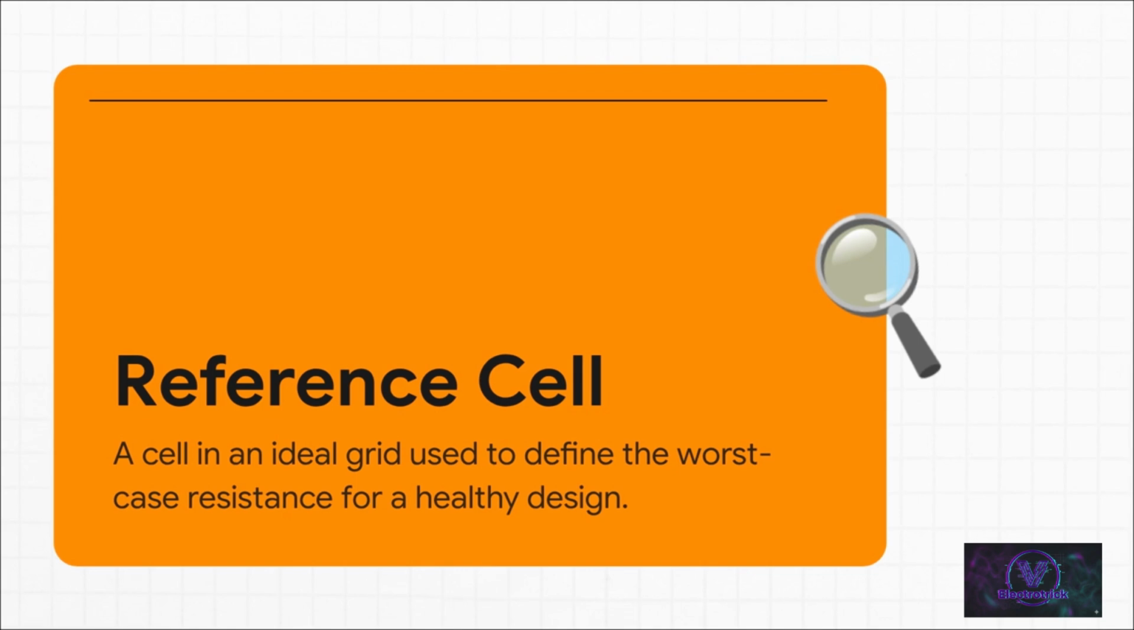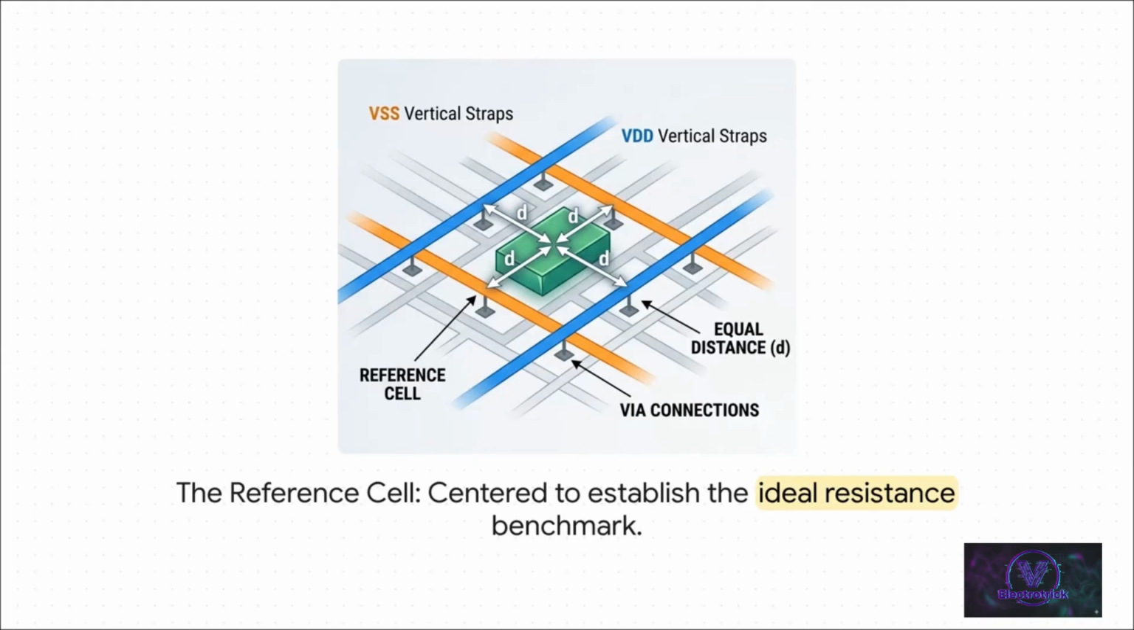You basically imagine placing a cell in the most perfect spot possible, right in the middle of a perfectly designed grid with perfect connections. The resistance from that cell becomes your benchmark. It represents the absolute worst-case resistance you should ever see in a healthy grid. It's our gold standard.